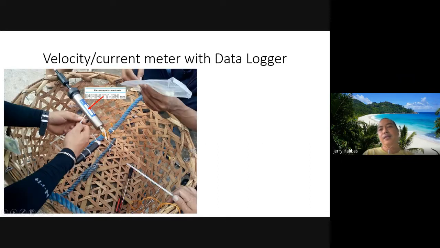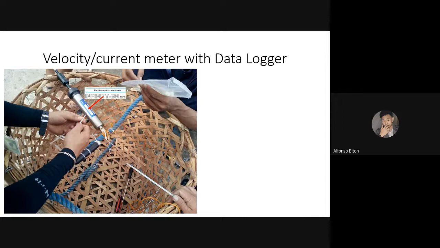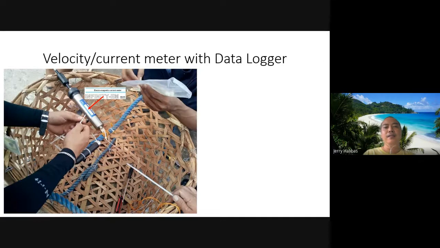Makita niyo si velocity meter, guys. Yes, sir. Okay, kanang nasa left hand side, mao na ang velocity meter with data logger. When I was still working in a project for BUST, particularly Project NOAA, the succeeding project was PhilLiDAR, light detection and ranging for flood hazard assessment.